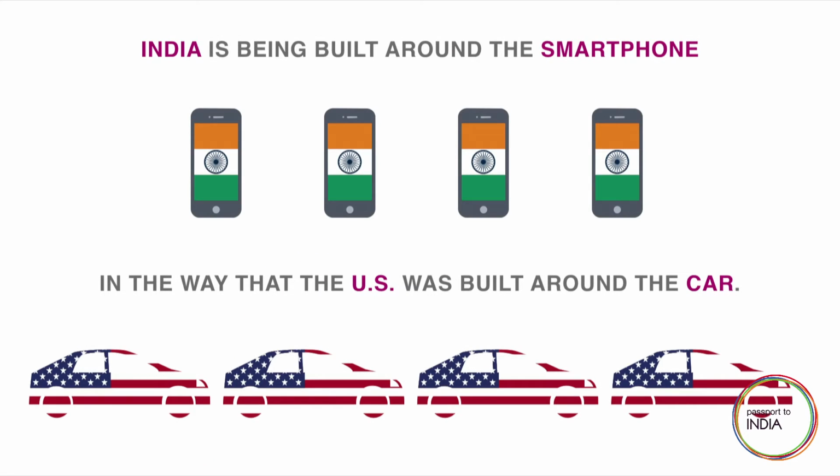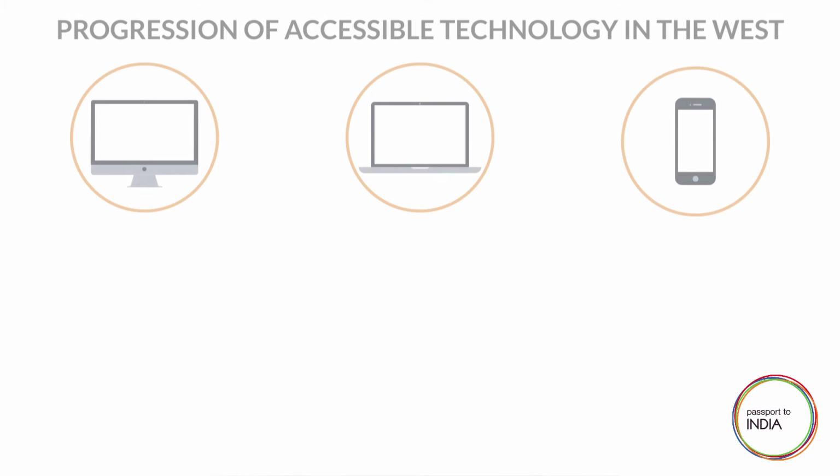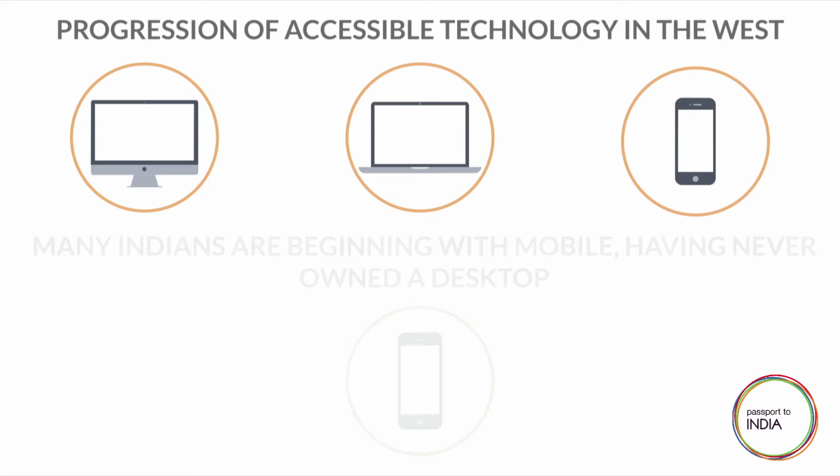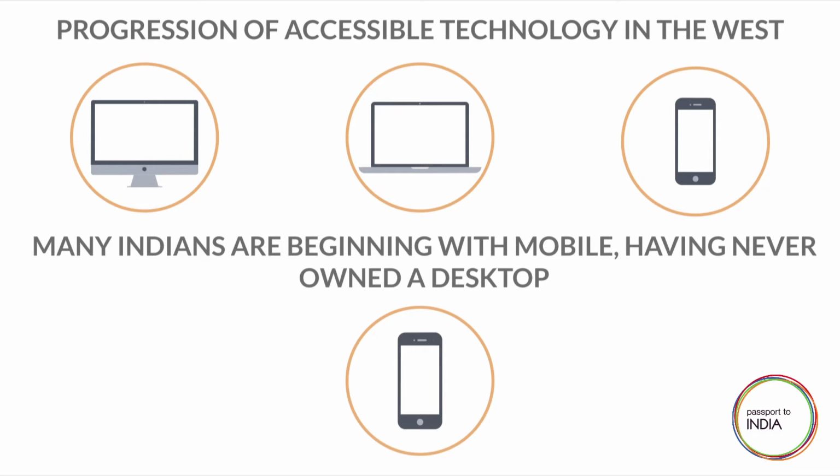Secondly, India's internet is mobile first. India is being built around the smartphone in the way that the US was built around the car. This is already a leapfrog. While the West previously operated in the desktop world, with desktop computers, and then moved to mobile, India, on the other hand, has a majority of its first-time internet users doing so on a mobile phone. They've never owned a desktop and they never will.